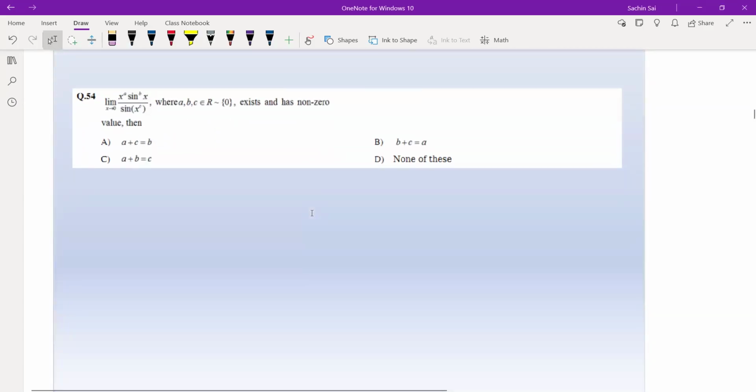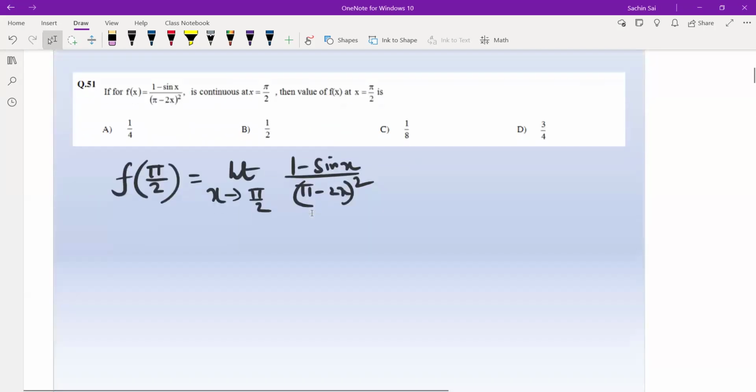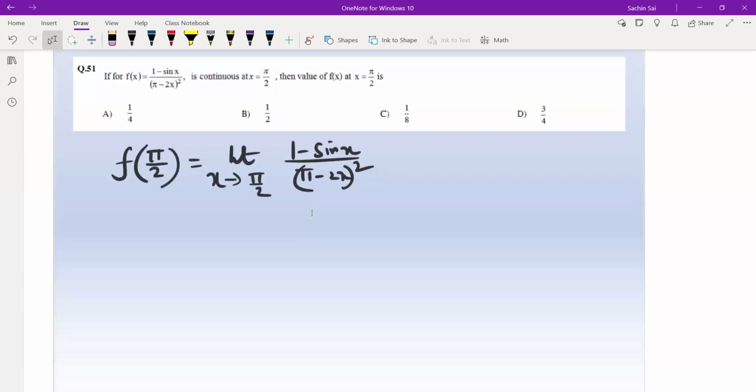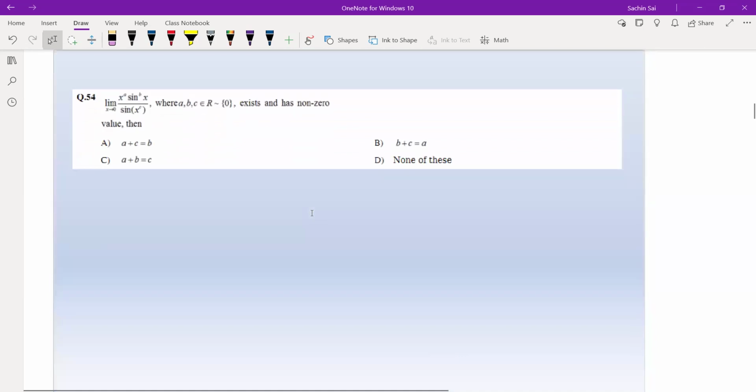Question 54, limit x tends to 0, x power a, (sine x) whole power b, divided by sine of x power c. So here you have a limit which is of the form 0 by 0. But you can see here that using L'Hopital rule may not be a very convenient method because you have x power c, you have different powers of x here, right? If you contrast that with question 51, using L'Hopital rule twice will give you the answer. If you use L'Hopital rule twice, then in this limit, the numerator and denominator are both non-zero. But in this particular question, L'Hopital rule may not be a very feasible method.